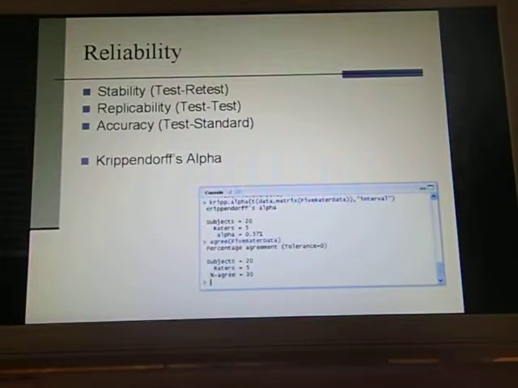And then we talked about various ways of calculating reliability, with Krippendorff's alpha being the best as it allows uniform reliability standards to be applied to a great diversity of data.